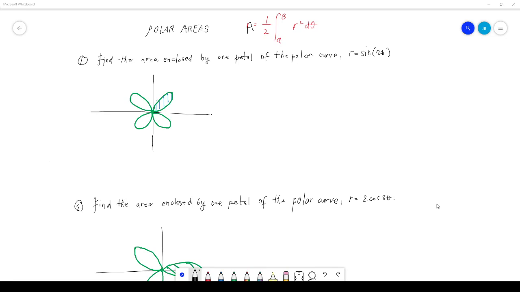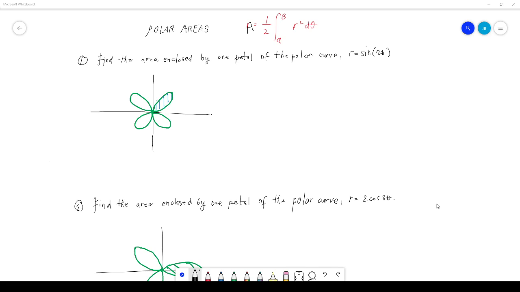Okay, everyone, we are going to talk about the polar areas. Now, I hope that you can still remember how to graph polar coordinates, because we're not going to talk about that here in our lecture. Hence, I'm just going to talk about how we are going to get the area of an enclosed region.